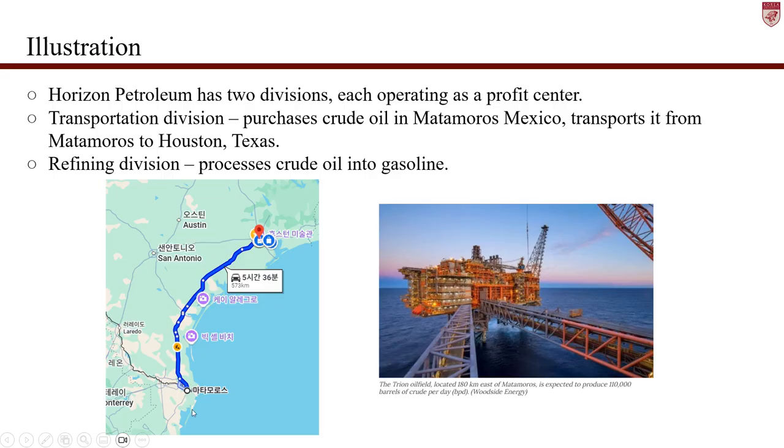Basically, the transportation division would purchase such crude oil in Matamoros, Mexico, and transport that from Matamoros to Houston, Texas, using the pipeline, as you can see from the right-hand side. And then in Houston, the refining division would process that crude oil into the final product, the gasoline. Okay, so remember that crude oil is different from gasoline. Crude oil is the raw oil before being processed, whereas gasoline is the processed oil, the final product that's going to be sold to the final customer.